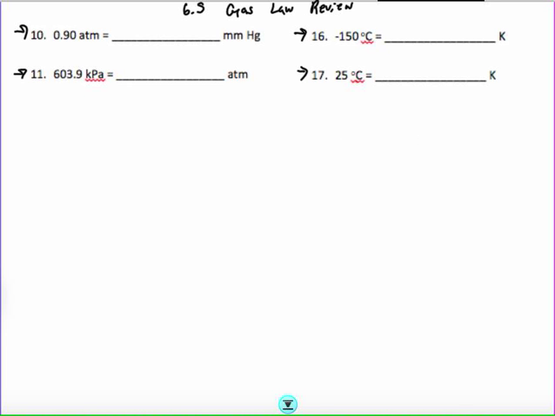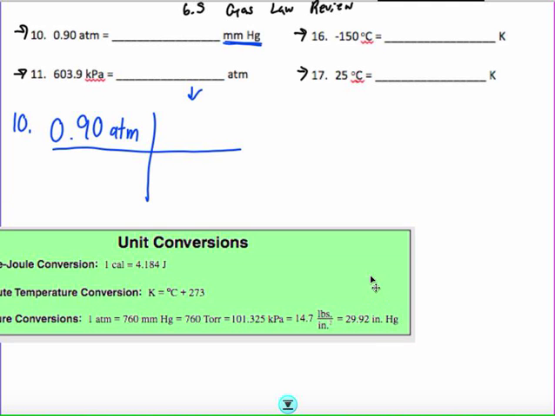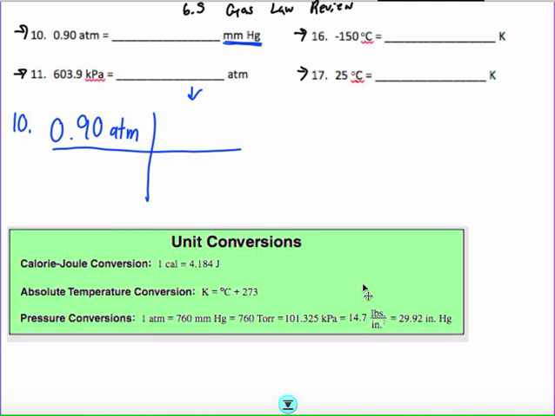Okay, number 10, I'm going to do the work down here. Your known is 0.90 atmospheres, and we need to convert that to millimeters of mercury. So right here, we need to find a conversion factor for that. If you look at your reference sheet, which I so conveniently have right here, it tells us that 1 atmosphere is equal to 760 millimeters of mercury. So first, I want to cross out the atmosphere. So I'm going to put 1 atmosphere on the bottom, and then the 760 millimeters of mercury would go on top.